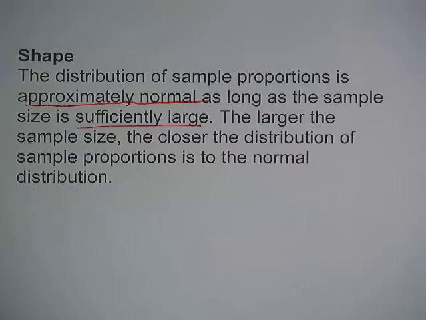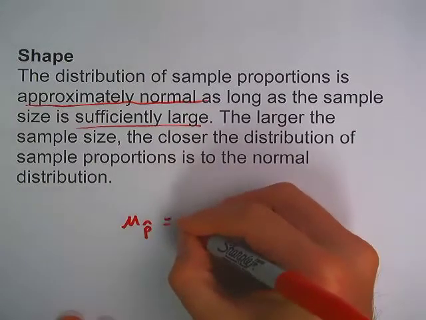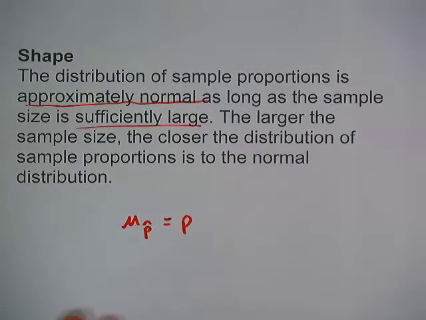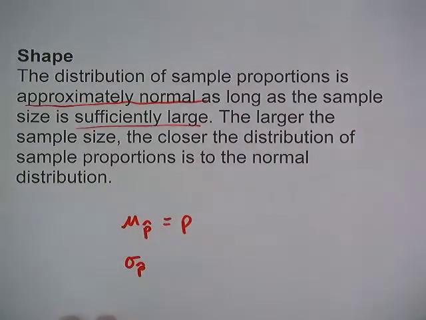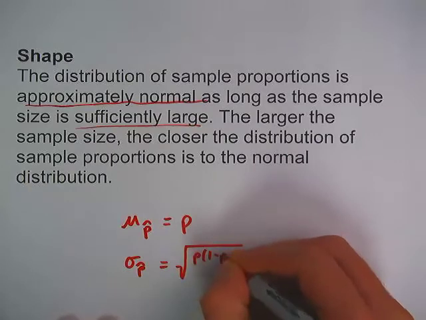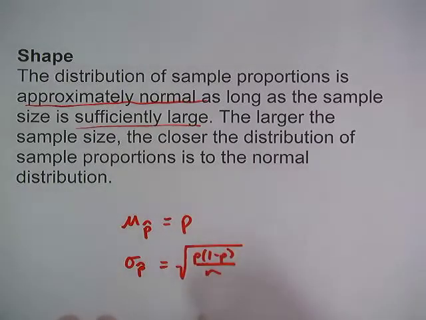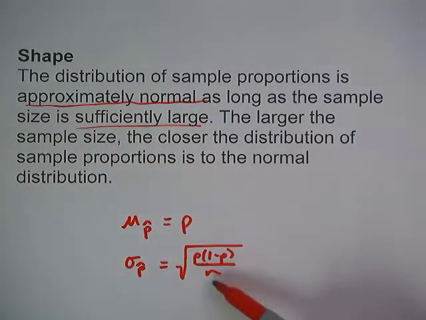All right, so to recap, remember that the mean of the distribution of sample proportions is just equal to the population proportion. The standard deviation of the distribution of sample proportions is the square root of p times 1 minus p over n, where p is your population proportion, n is your sample size, and then the shape will be approximately normal as long as n is sufficiently large.